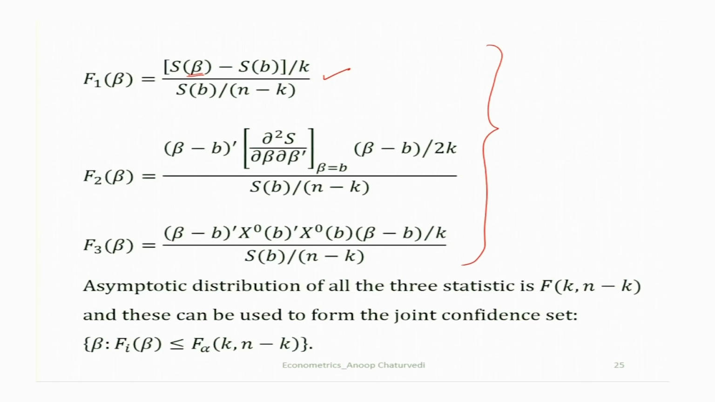Again, I am not going into the details of derivation of these F ratios or F distributions. The asymptotic distribution of all the three statistics is F with k and n minus k degrees of freedom. And then we can use these statistics for forming the joint confidence sets. So, we form the confidence set as the set of values of beta such that F_i(beta) is less than or equal to F alpha, k, n minus k. This is the tabulated value of F distribution at k and n minus k degrees of freedom and alpha level of significance. So, this is how you can form the joint confidence set for beta.